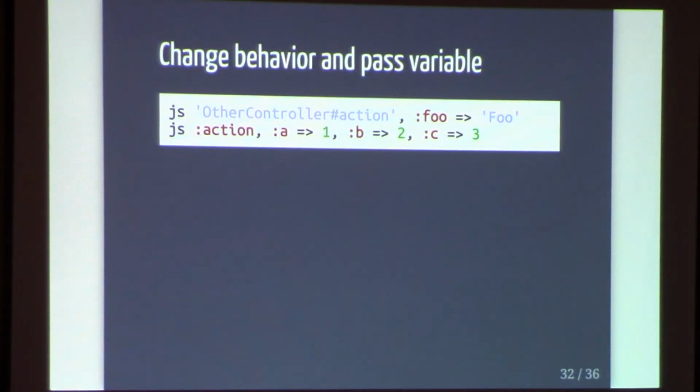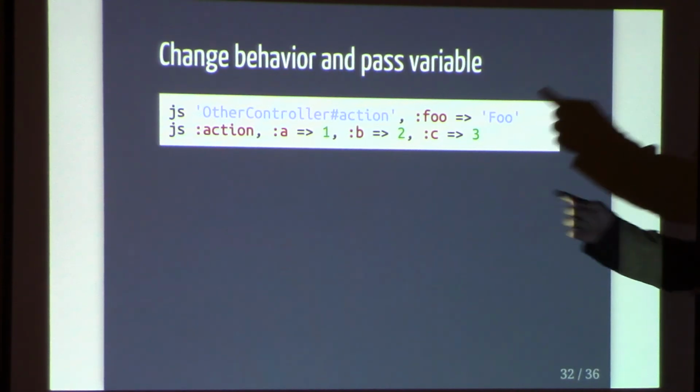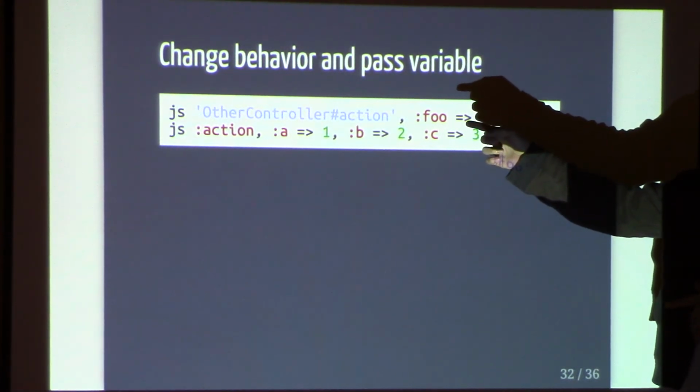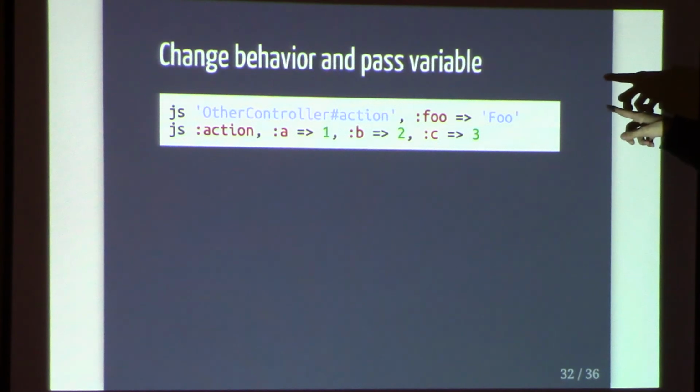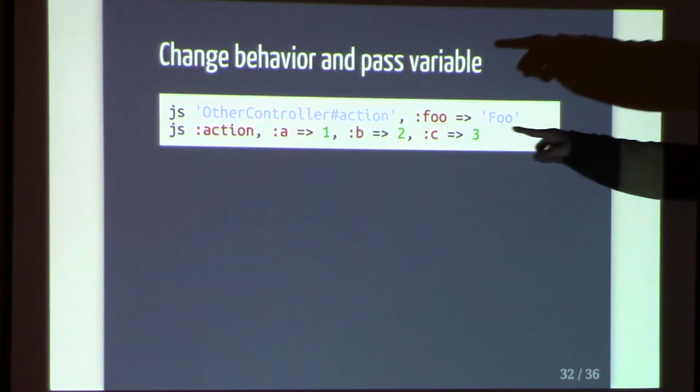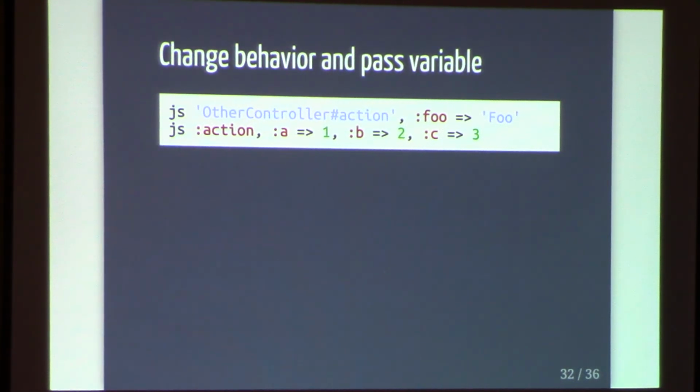Then you can also change behavior and pass variables at the same time. You can do it just by passing the variables, the parameters hash, as the last argument of the js helper method. So here we are changing the default behavior. We want to execute another controller and this action, and we're going to pass this variable, this parameter. The same here, we're going to execute that action on the JavaScript side, and we're going to pass these parameters.